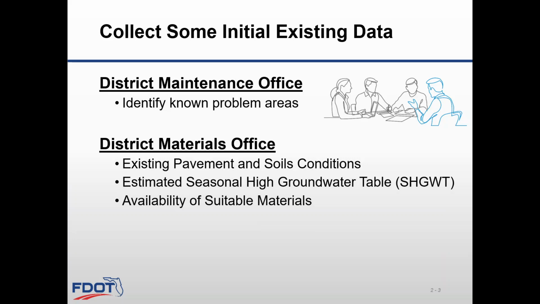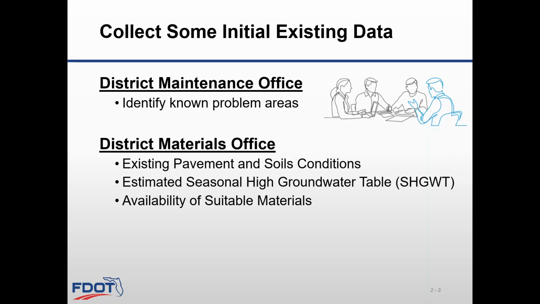Now that you're familiar with the scope of your project, it's time to start gathering as much existing data as you can. A good place to start is with your district maintenance office. They can give you a great deal of insight into your project. Since they maintain these facilities over the years, they're very familiar with any problem areas that might be within your project limits. If this is a concrete rehabilitation project, they can give you information on where the failures have occurred, how often they have occurred, and what they've done to repair them. This is all critical information for the pavement design so that we can make sure to address any issues.